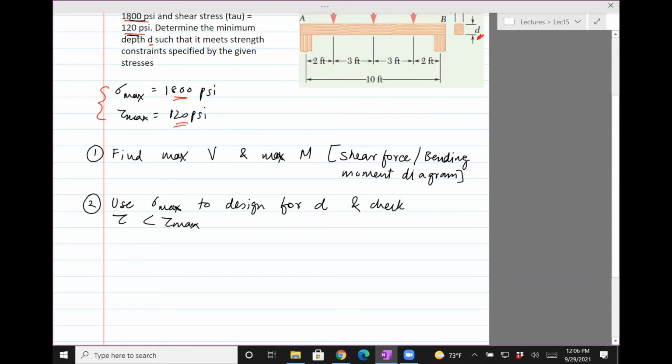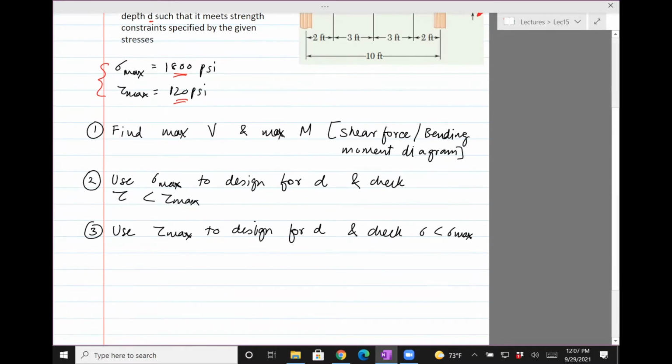If it fails, then clearly you need to change your criteria. So we use the maximum shear to design for D, and then we'll check sigma is less than sigma max. So if it satisfies criteria 2, we just stop. If it doesn't satisfy 2, we go to 3, and that's where we stop.